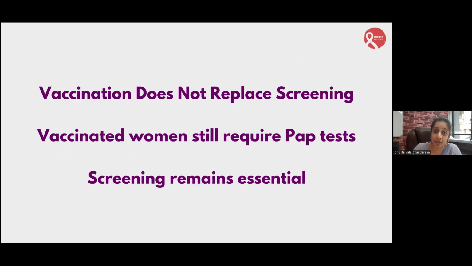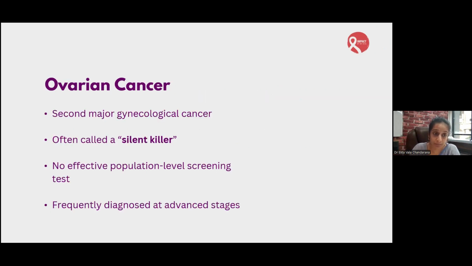If one is infected with HPV virus, then also vaccination can be given because it will protect from other strains. If one has one strain, then the vaccine can protect from other strains. So, as I discussed, it will not replace the screening. Screening is also important because the vaccine is not 100% efficacious, and screening is very much important to detect at early stages.